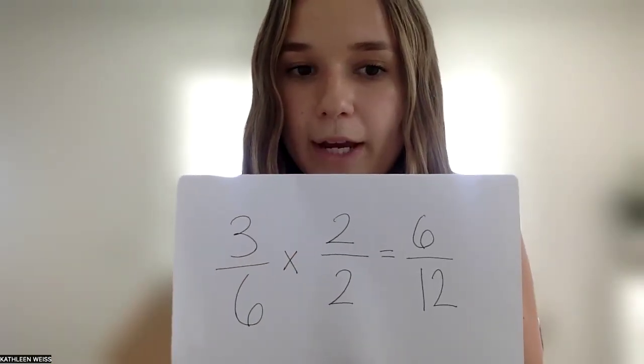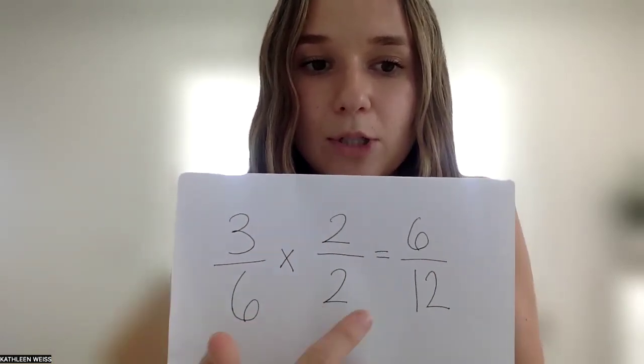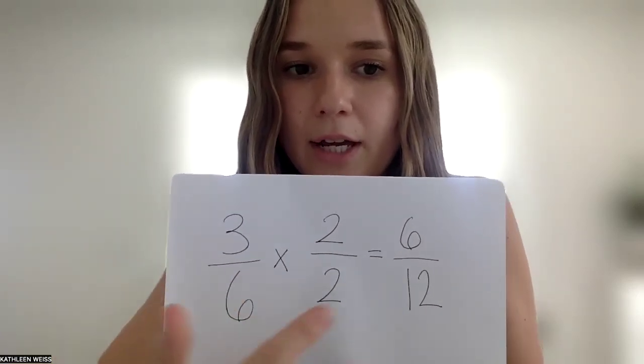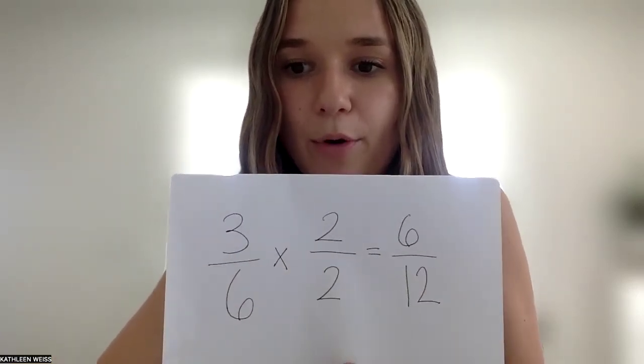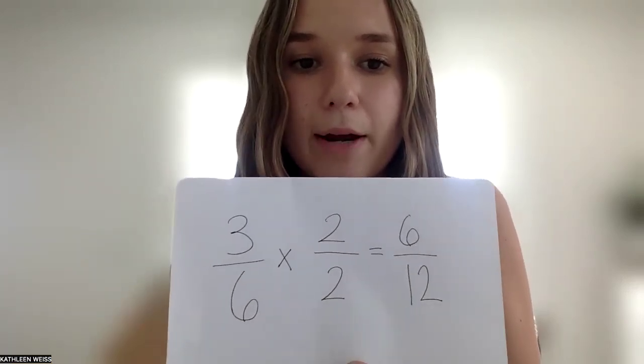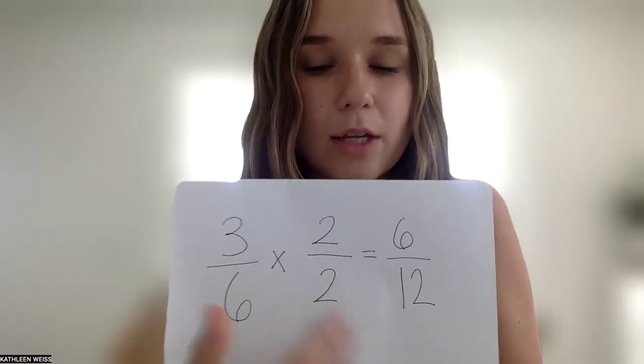And we get 3 times 2 equals 6. 6 times 2 equals 12. So 3/6 equals 6/12. Both fractions are equivalent because we multiplied by a fraction that is equal to 1. 2/2 is equal to 1.